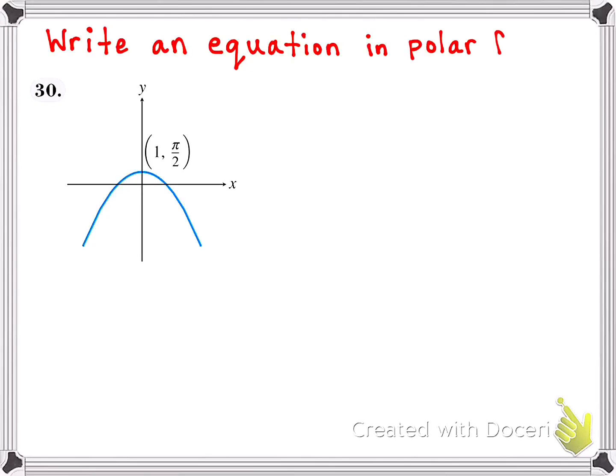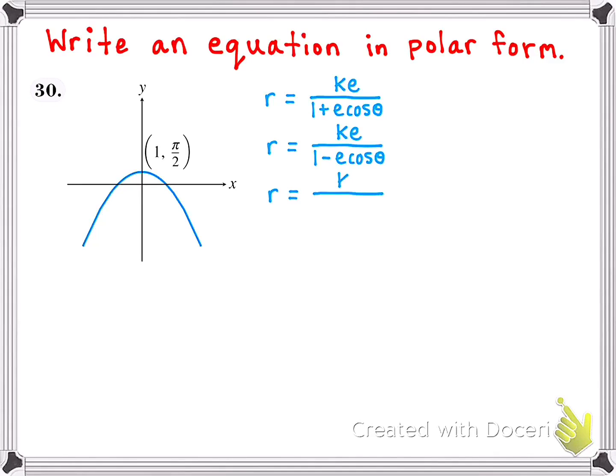Okay, so this is number 30 out of your textbook on page 618, I believe. Now, they want the equation of this parabola in polar form. So we know that there are 4 equations to choose from. Which of the 4 is it?